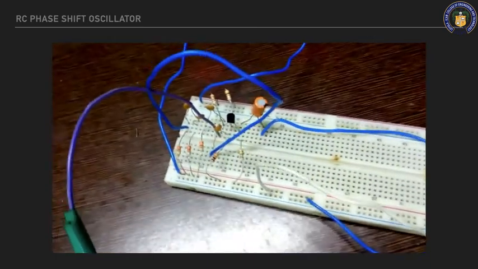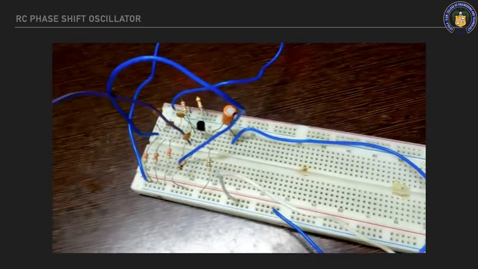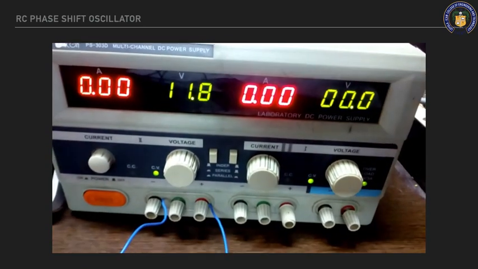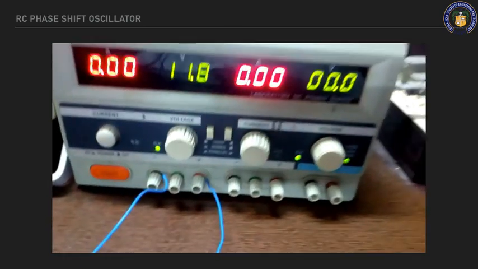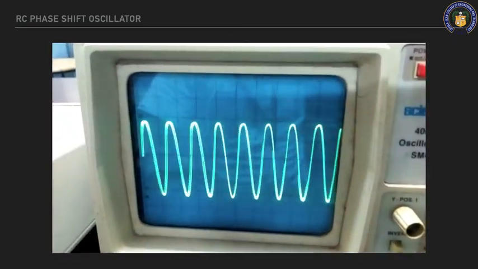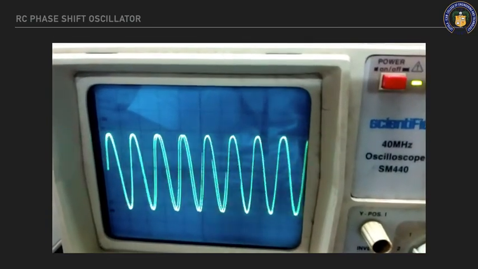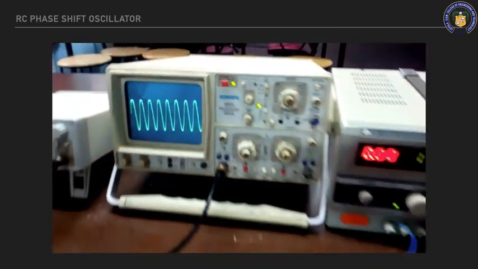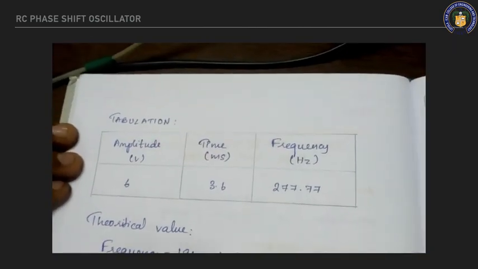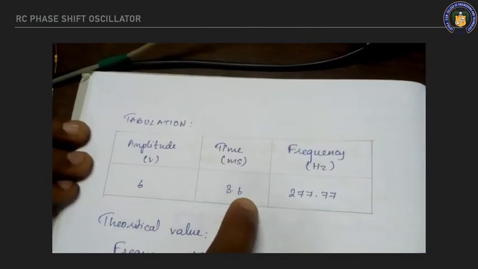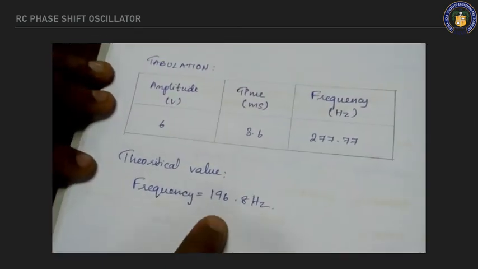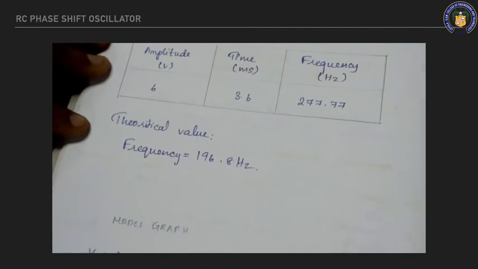Procedure: make connections as per the circuit diagram. Switch on the power supply and observe the output on the CRO. Note down the practical frequency and compare it with the theoretical frequency. Measure the amplitude and time period of the RC phase shift oscillator. In the tabulation of the RC phase shift oscillator, amplitude is 6 volt, time period 3.6. Frequency is calculated as 1 divided by T, the time period. The frequency is 196.8 Hz.